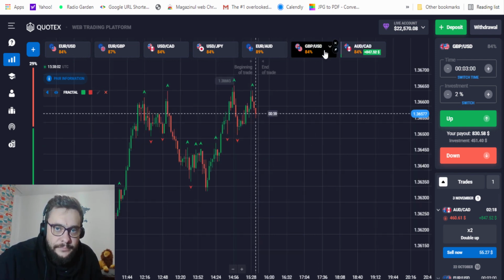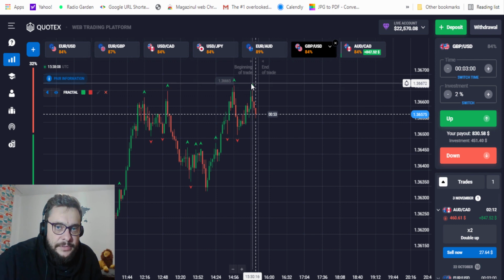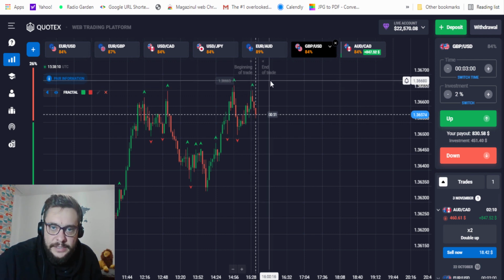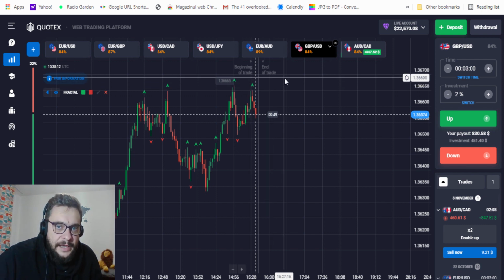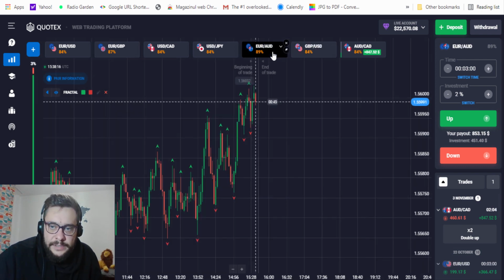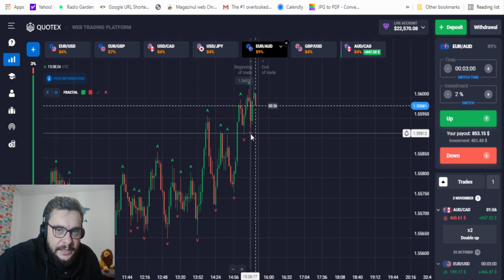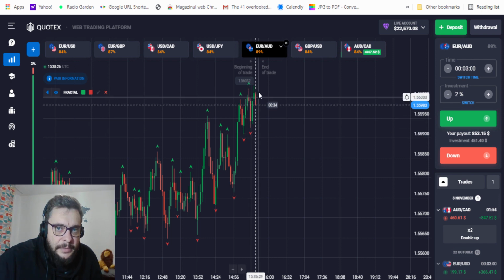Let's find the other signal. We have this signal here on GBP USD, which is a down signal, but let's wait and see what will happen here. If we go more down, we have Euro USD, Euro AUD, sorry, and we have the last signal, it is an up signal. It was up, but we don't have the confirmation.